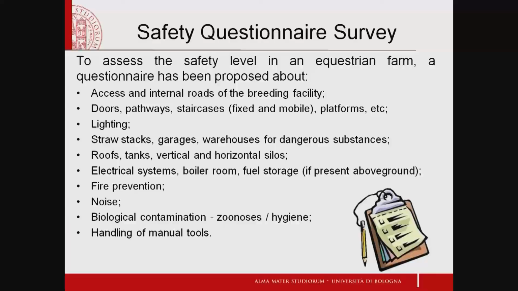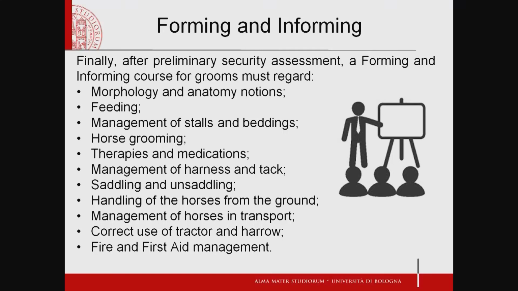Other items very important to know are the presence of a fire prevention plan and the general level of air and noise pollution, related directly with the biological contamination inside the barn, and last but not least, the handling of manual tools. Finally, after this preliminary security evaluation, a forming and informing course for grooms must cover morphology and anatomy notions, feeding, management of stalls and beddings, horse grooming operations, how to implement some therapies and medication notions, the management of harness and tack, how to mount and dismount from the horse and handling the horse from the ground and during transport operations, the correct use of tractors and other machines, and other notions about fire and first aid management.